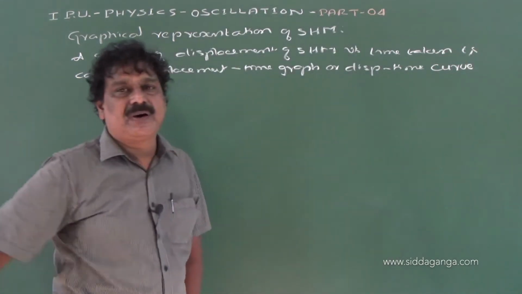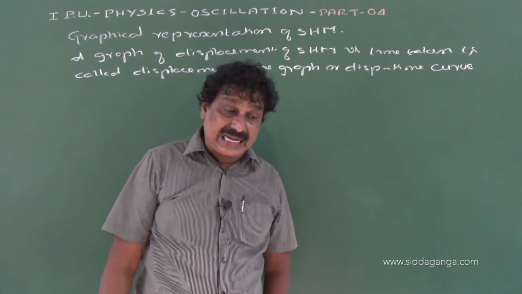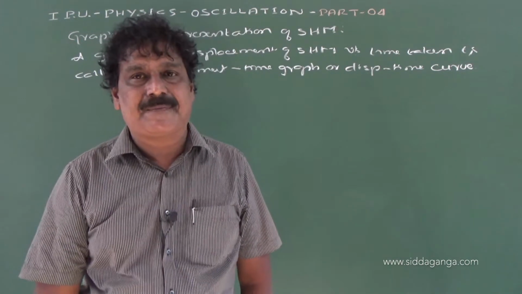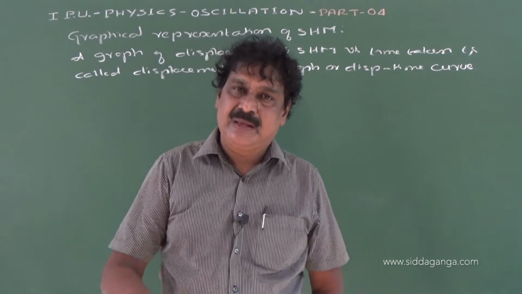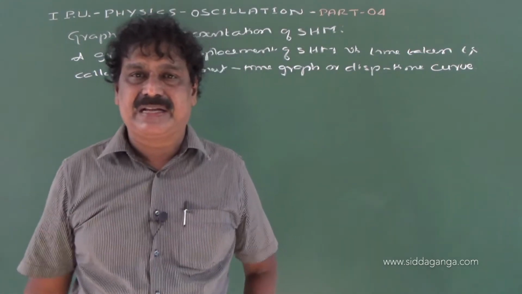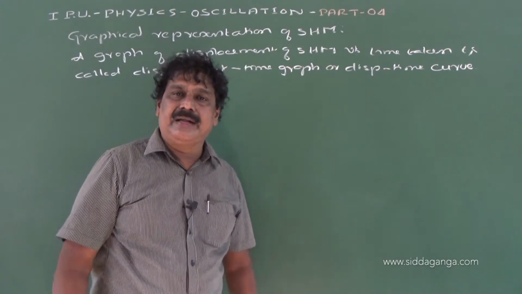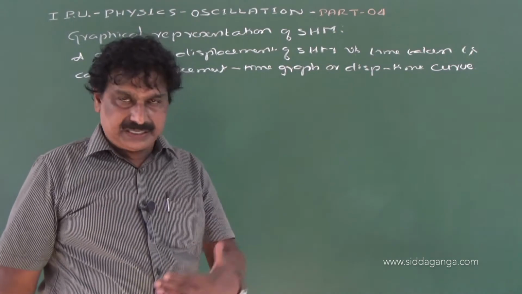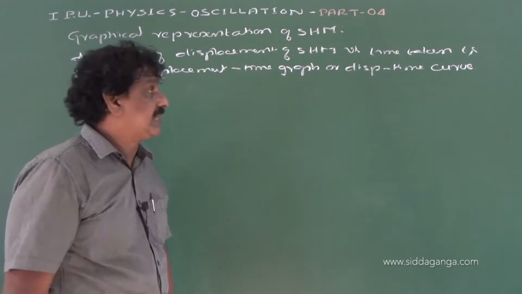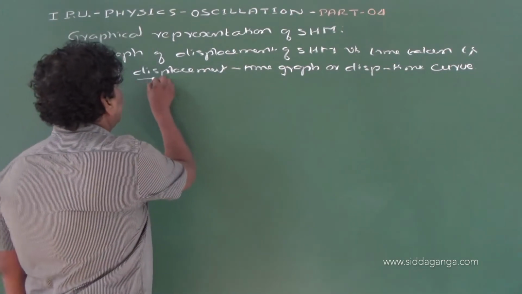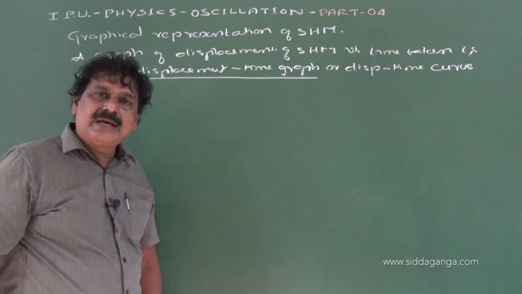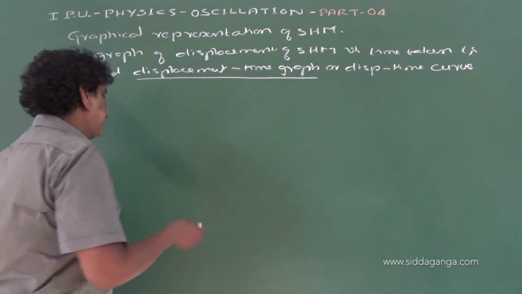So far we have discussed graphs in earlier chapters, that is, the displacement time graph in motion along a straight line, the velocity time graph, acceleration time graph, force displacement graph, and the pressure and volume graph in case of a gas undergoing thermodynamic change. Now this graph is called the displacement time graph or displacement time curve. Now how to obtain the displacement time curve?